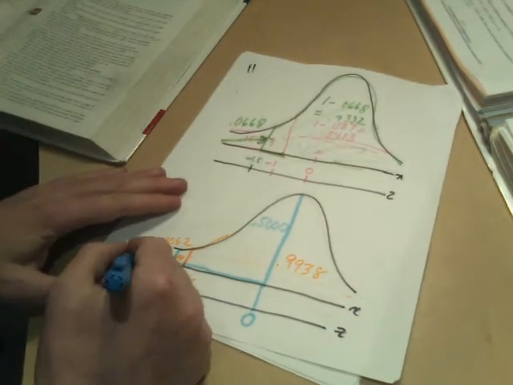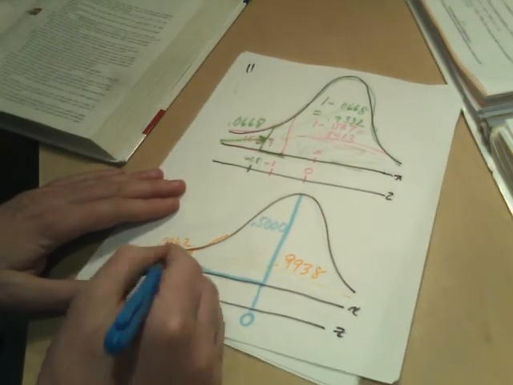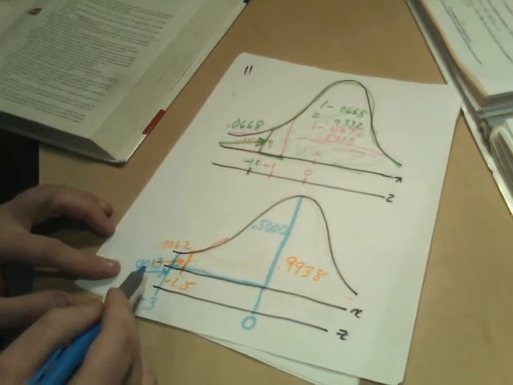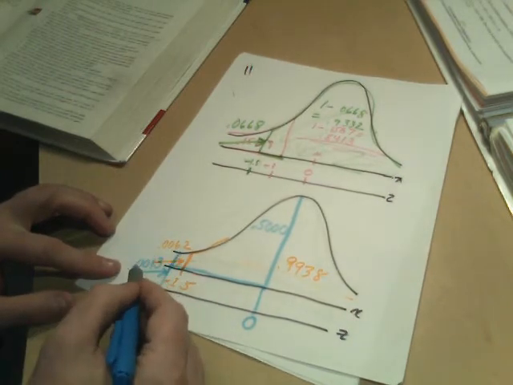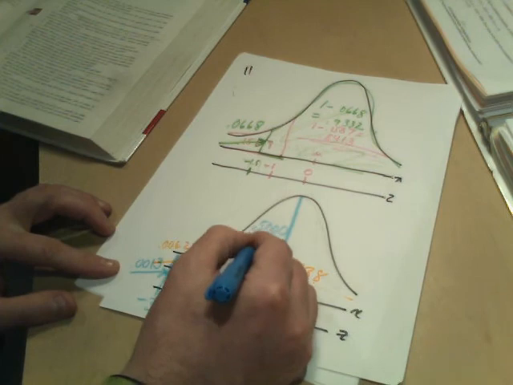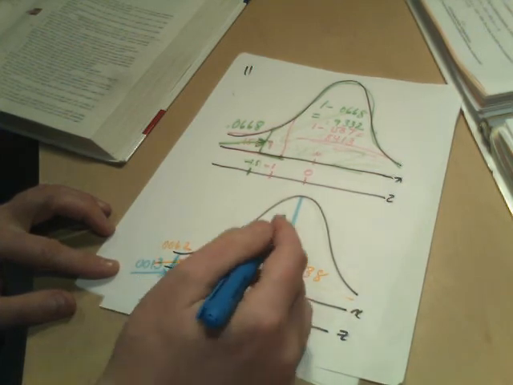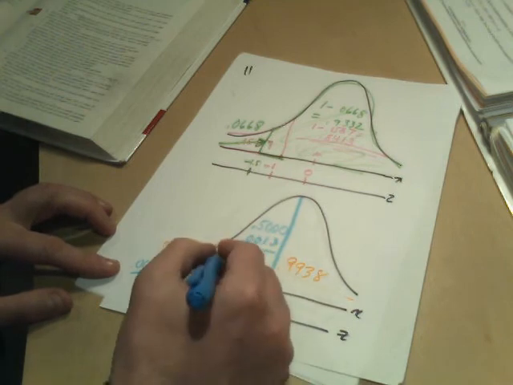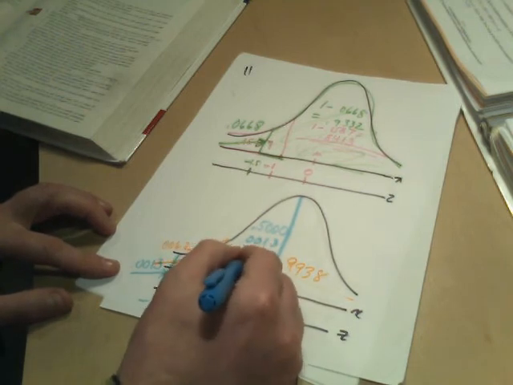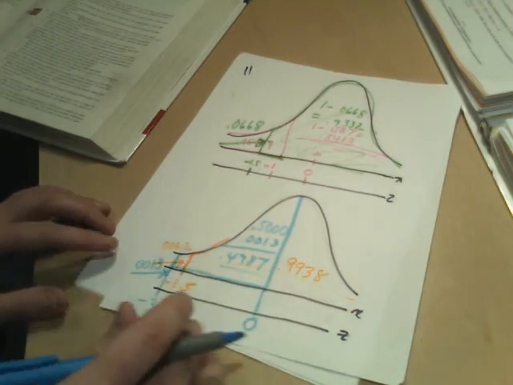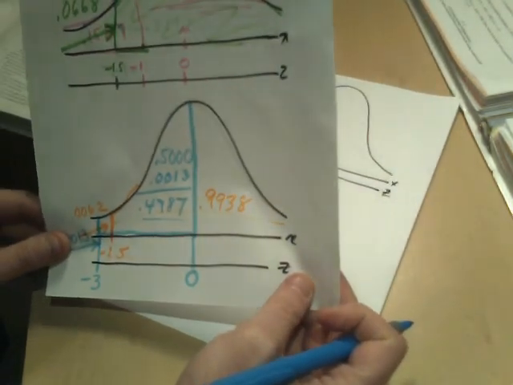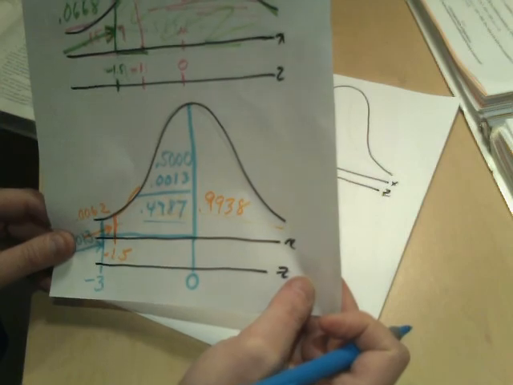is 0.0013. Okay. And when I subtract 0.0013 from 0.50, because the half of the curve is 0.50, I'm going to get 0.4987. Okay. So that's the end of question 11. Now we'll go on to the next one.